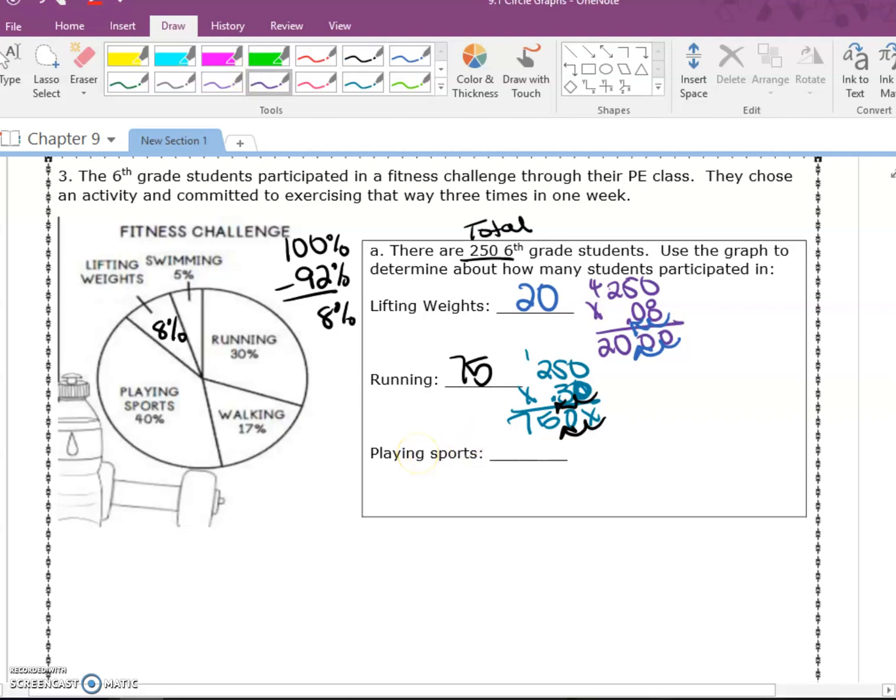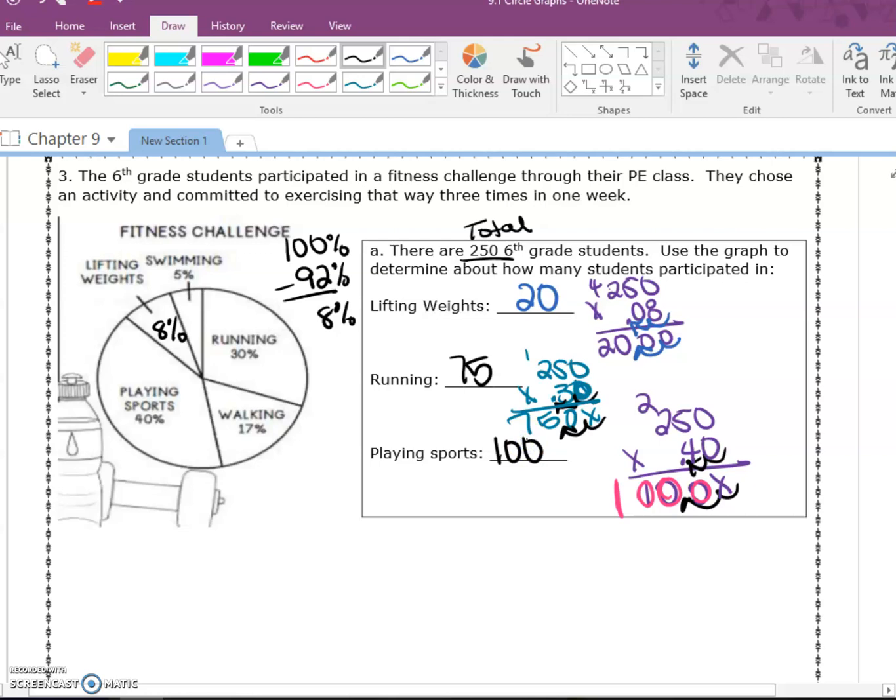And the last one here is playing sports. So I have 40% of 250 chose playing sports. So 250 times 40% or 0.40. So again, I have a 0. So I have a placeholder, 0, 20, 8, 9, 10. And 2 decimal places. Let's see, I did that something. Sorry about that. I didn't do enough zeros there. So 1, 2, 1, 2. There you go. And that would be 100 students.